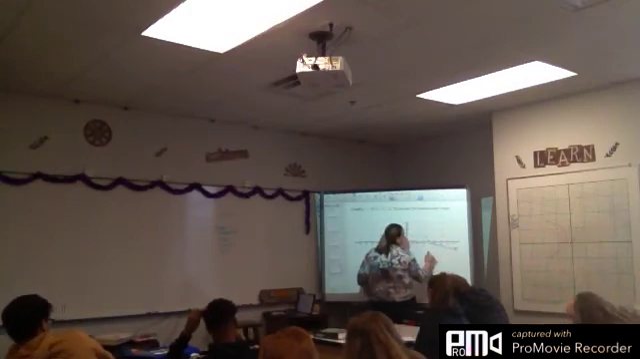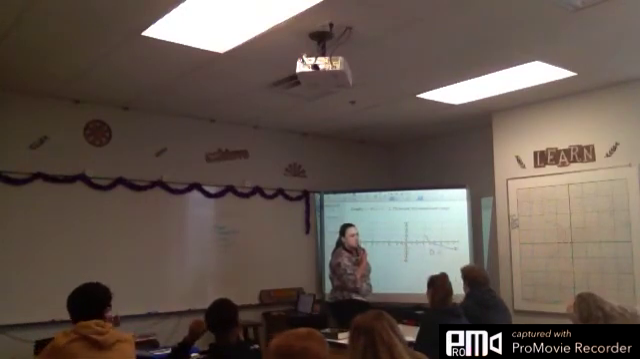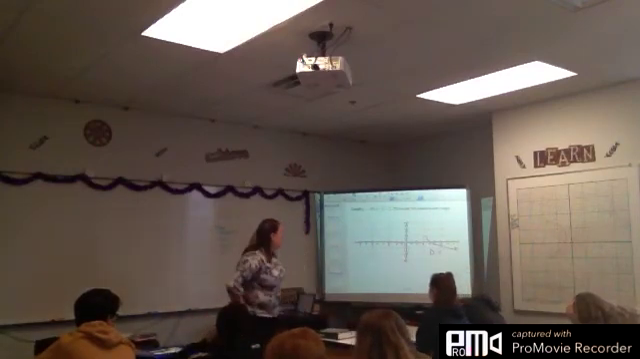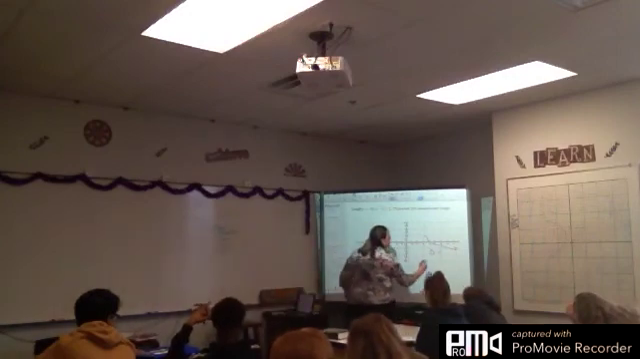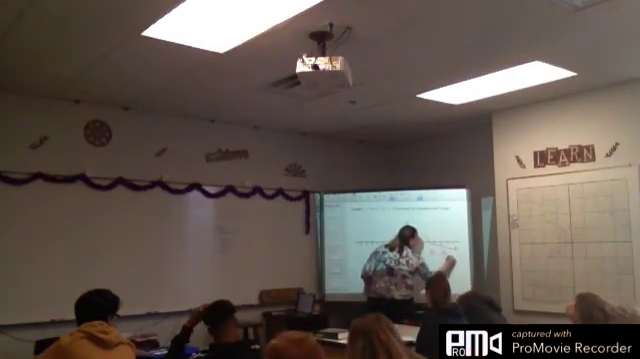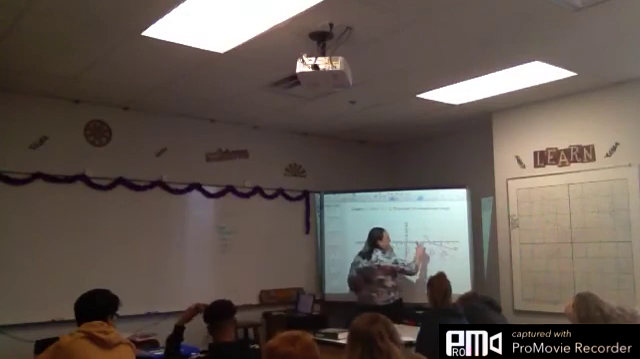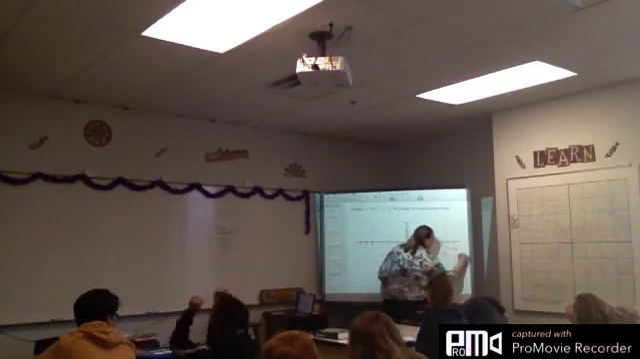What's my domain? Where's your starting point? 3. 3 is my x part, so 3 is part of my domain, and then where does it continue to? Negative infinity, good, because it's coming down. So 3 to negative infinity.